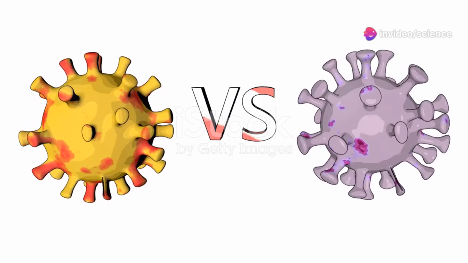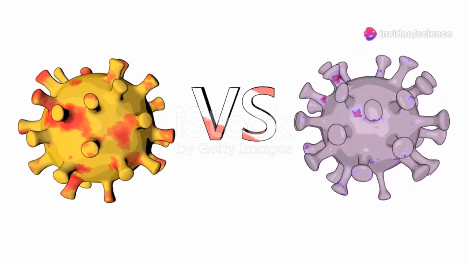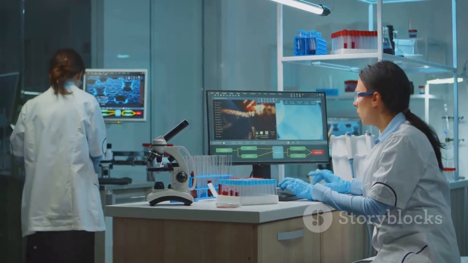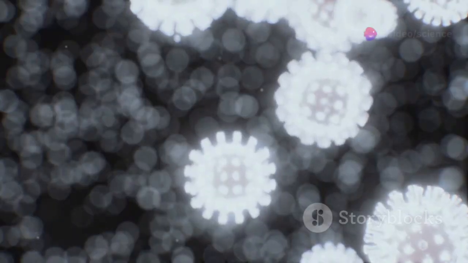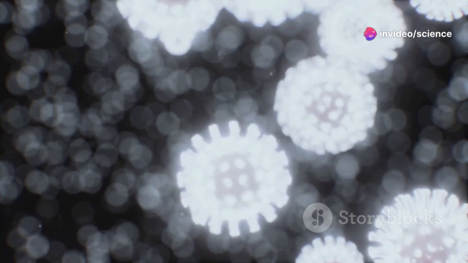The lysogenic cycle might seem less harmful than the lytic cycle since it doesn't immediately destroy the cell. However, it can have long-term consequences. For one, the viral genes can still be expressed even when the virus is dormant. This means the virus can influence the cell's behavior, potentially leading to diseases like cancer.